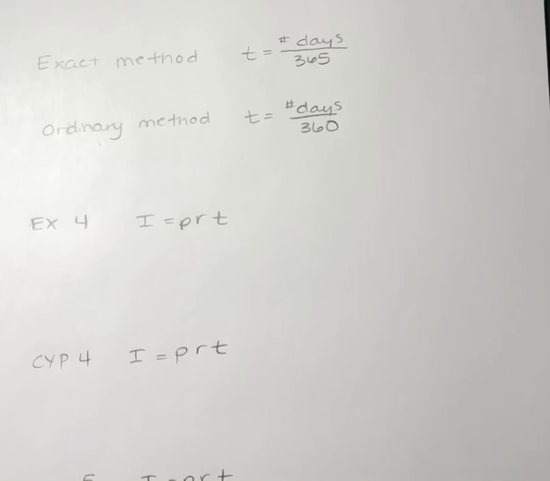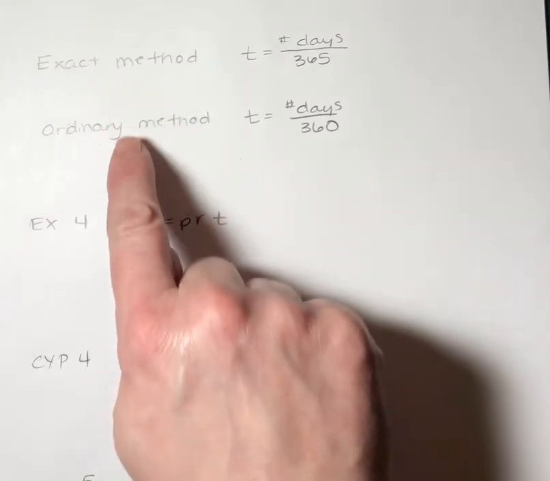Okay, so when it comes to the number of days in a year, there's a discussion. Of course, in a traditional year, there are 365 days in a year. Some years there are 366 days. In a banker's world, it's often referred to that there are 30 days in a month, or 30 times 12 is 360 days. So there are two methods that they talk about.